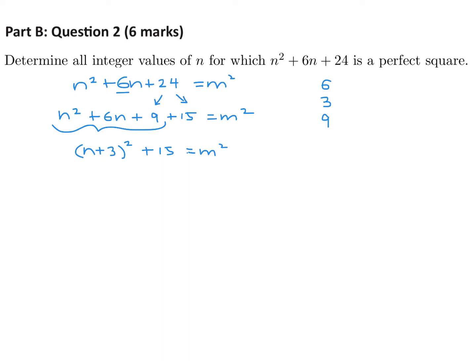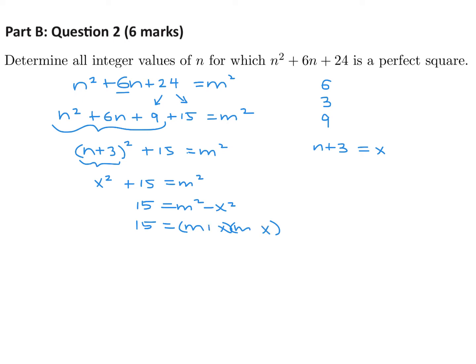So what do we do now? This n plus 3, I'm just going to call it x. So this guy here, we'll call it x squared plus 15 is equal to m squared. And therefore, 15 is equal to m squared minus x squared. So 15 is equal to, you can factor this very nicely, (m plus x)(m minus x).